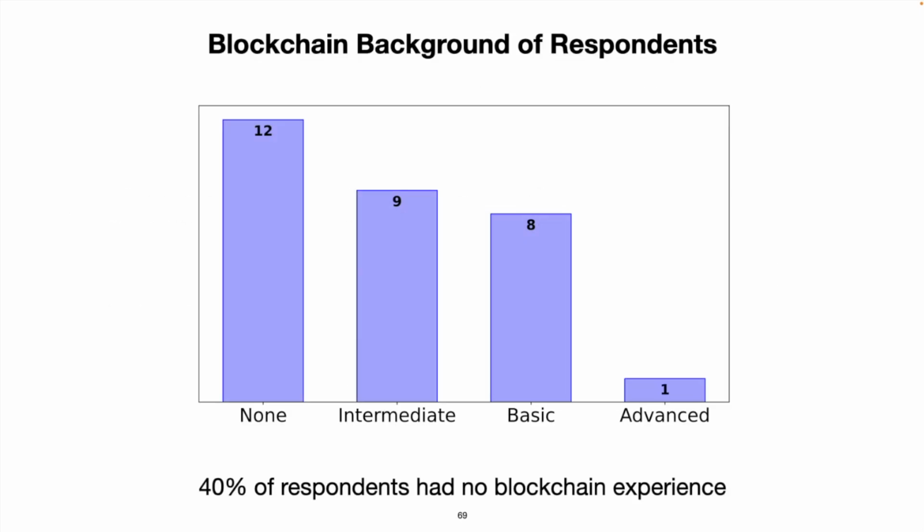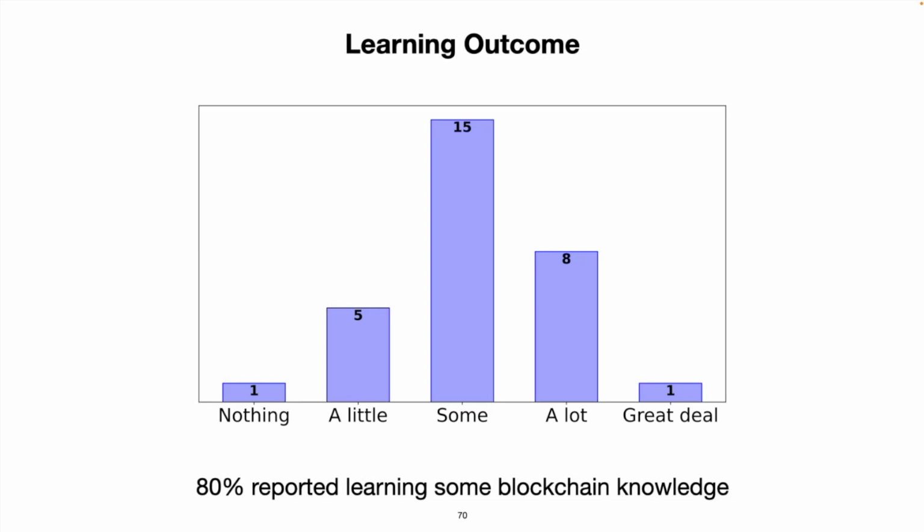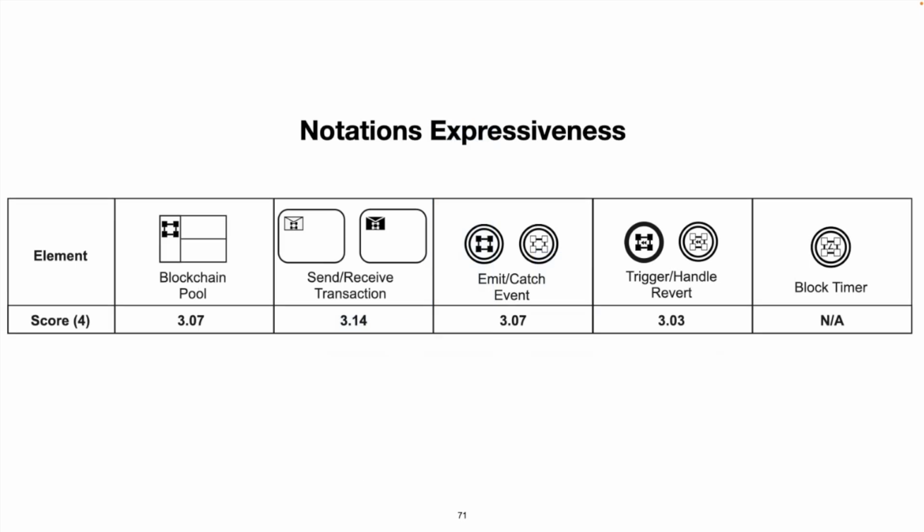This is before conducting the study: we had 40% of the respondents with zero blockchain experience. After conducting it, at least 80% of these students had learned something about the blockchain. They didn't become experts, but at least they know something about the blockchain. We also asked them to rate the expressiveness of each element, and on average it's 3.08 out of 4 for each element. The block timer wasn't included in the experiment.